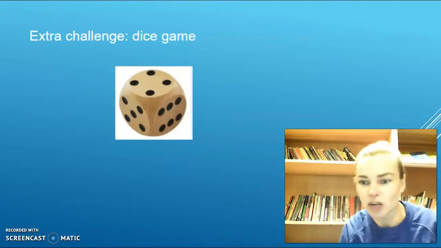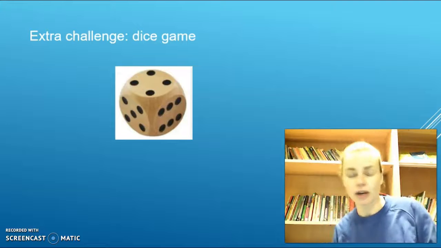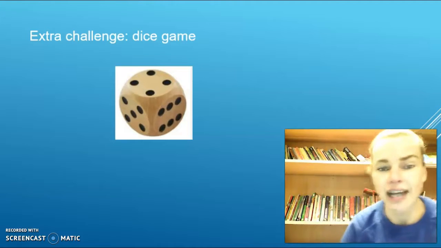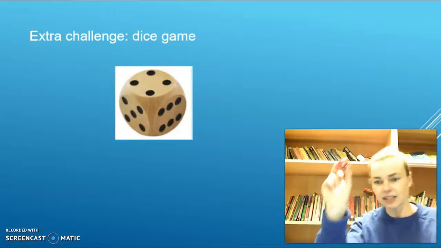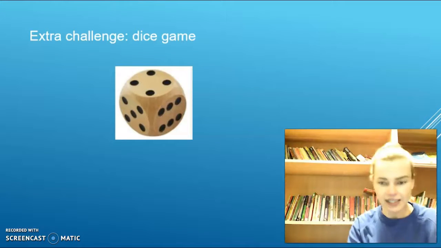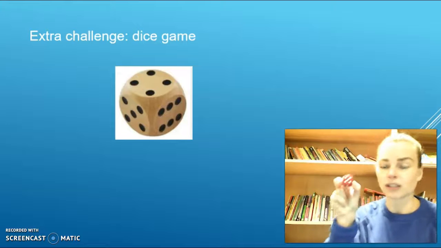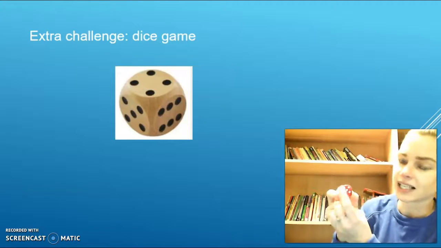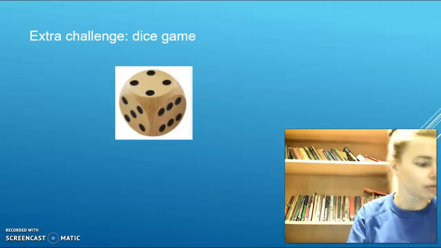And then reception, I know some of you flew through those doubling questions yesterday. So if you do want a bit of an extra challenge, then you can play a doubling game using a dice. So you just need a dice like this. You roll the dice. And then you double whichever number your dice lands on. So my dice is landed on 5. 1, 2, 3, 4, 5. So my job is to double 5.